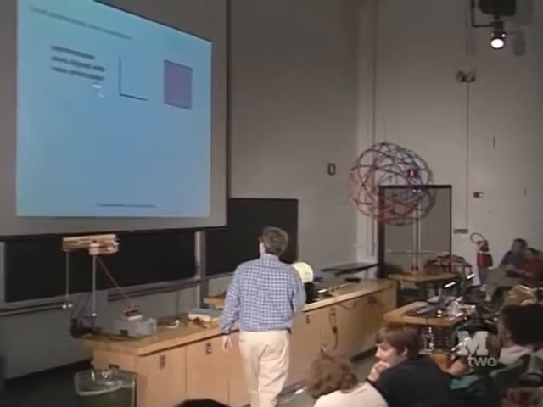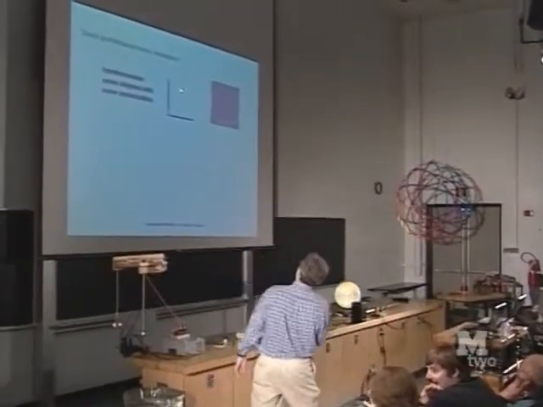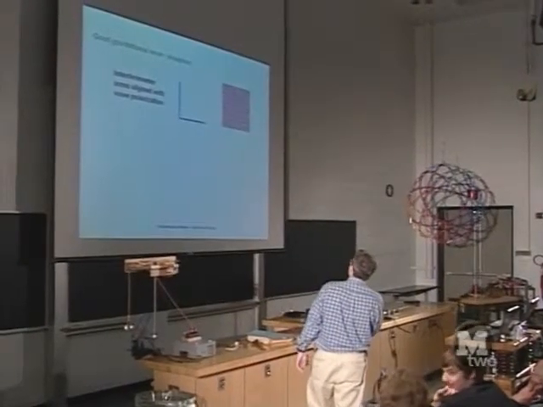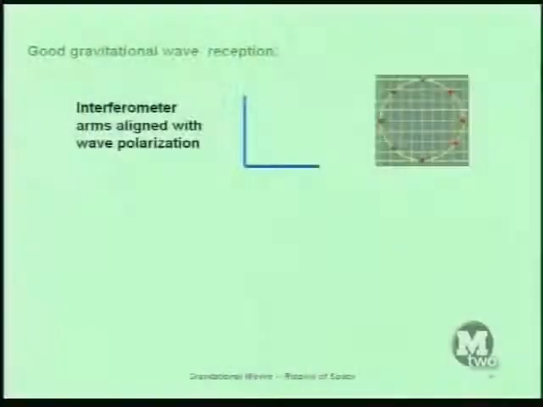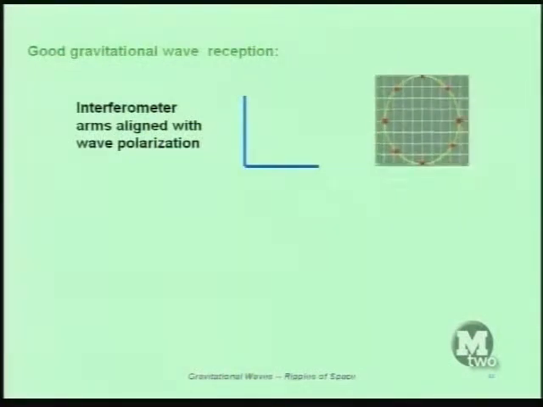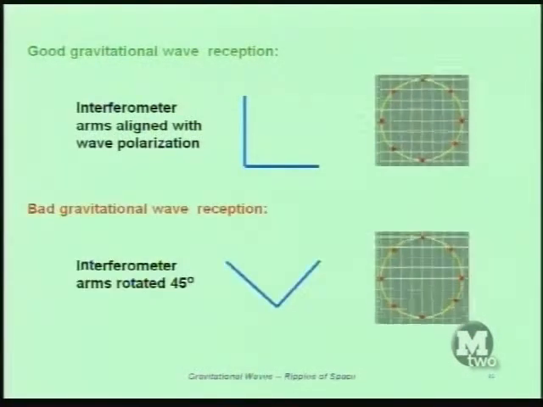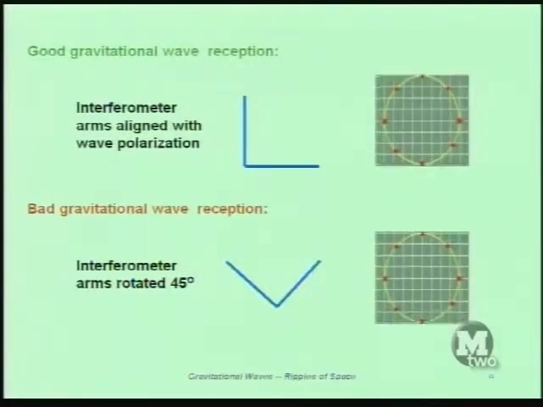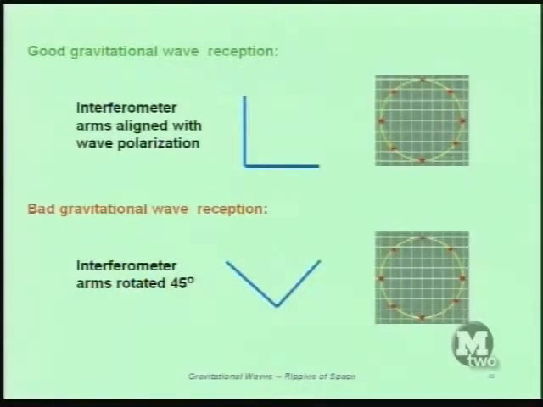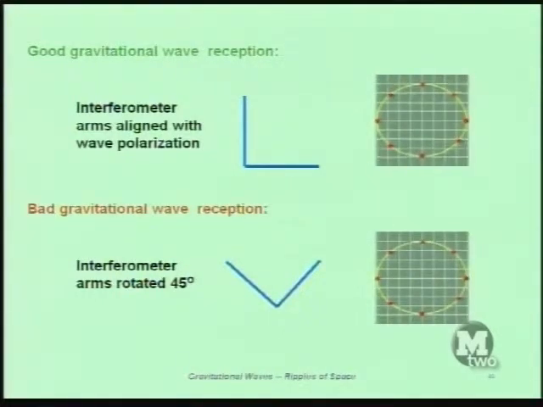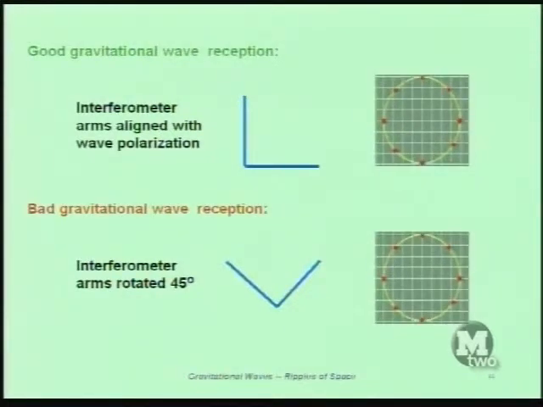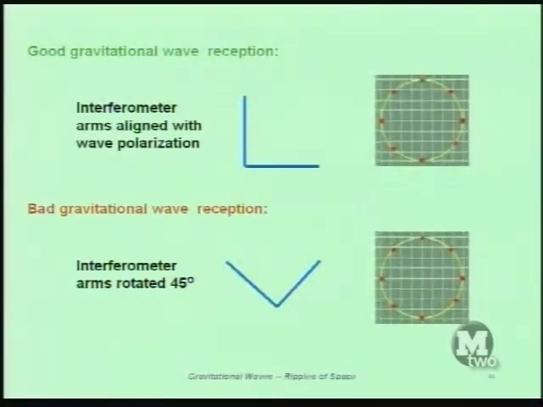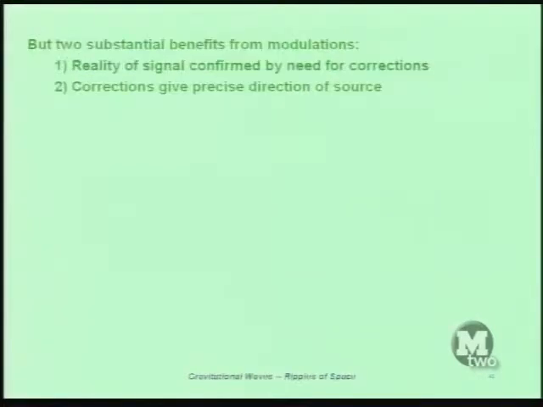If we had good orientation, if the interferometer arms were aligned with the wave polarization, then we get a nice strong signal. An interferometer aligned in this way would sense this motion quite easily. But if we rotated the interferometer arms by 45 degrees, in fact, we have no sensitivity to this motion at all. Okay? So that's the kind of problem we have to contend with in this analysis. And of course, as I said, we don't know where the star is, so as we search across the sky, we have to keep making these corrections for each point on the sky, and each one is slightly different.